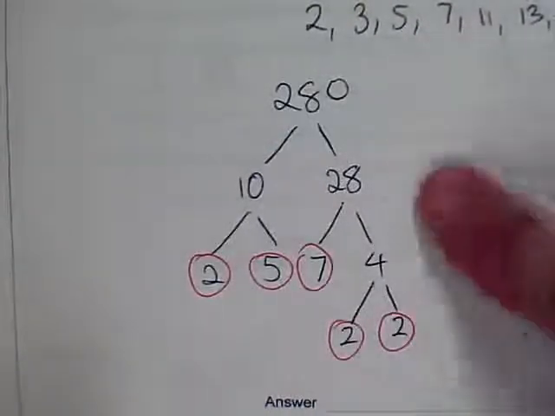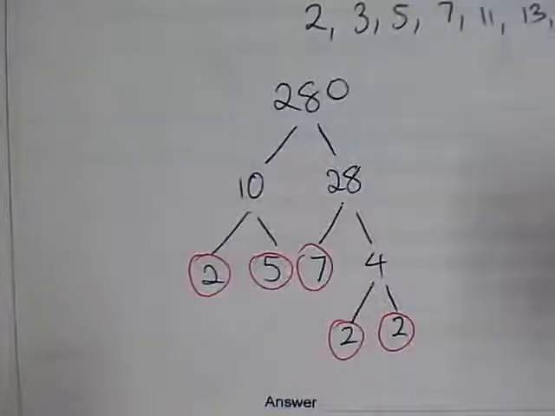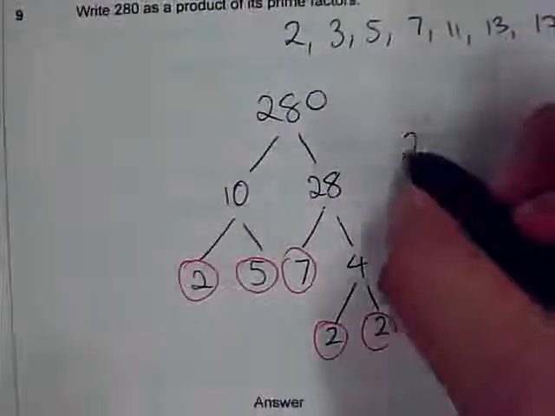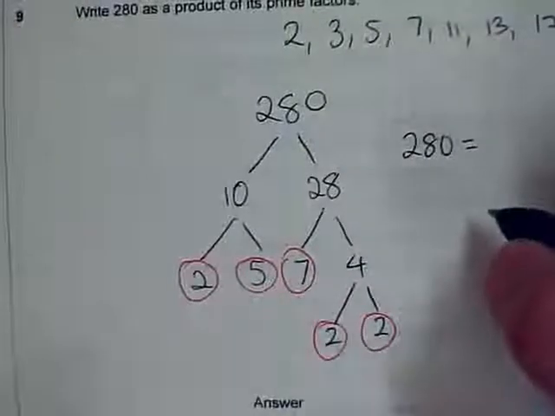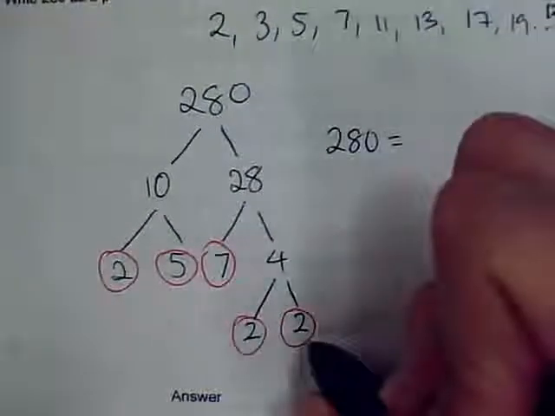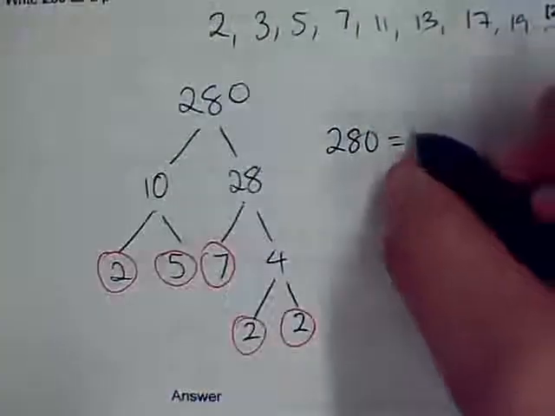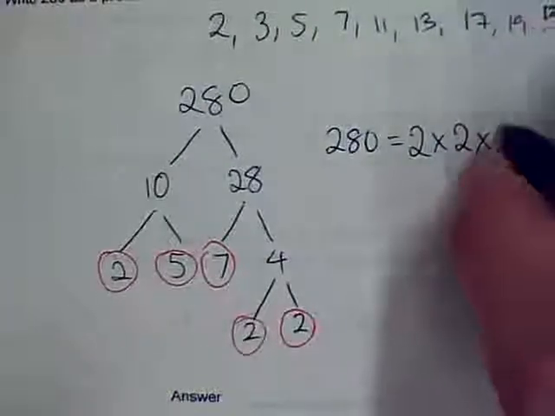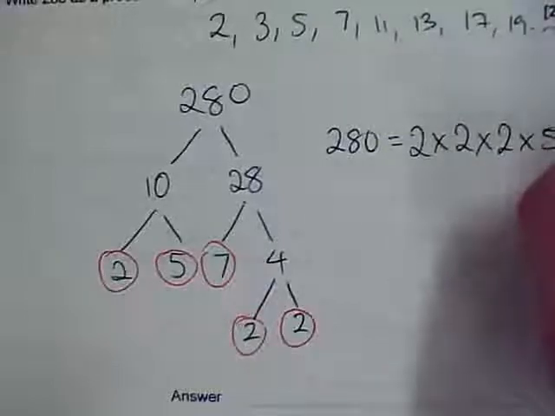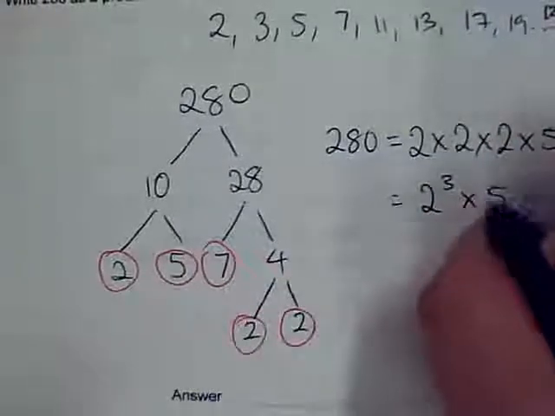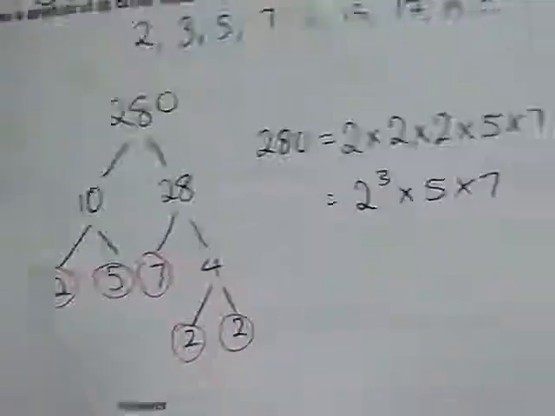This won't be enough to give you any marks yet. We need to write it as a product. Product means times, so that means that 280 should equal, if I've done this right, 2 times 2 times 7 times 5 times 2. When we write this out, write it in order from smallest to biggest, because that way we can then write it as 2 cubed times 5 times 7.